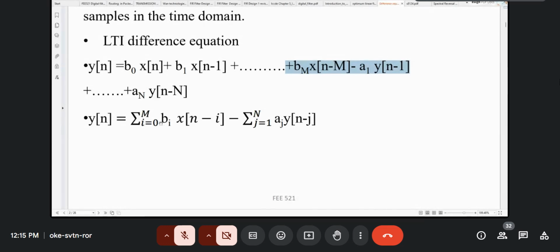That will be the summation of i from 0 to M, b_i x of n minus i, which are the delayed samples, minus the summation of j equal to 1 to N, a_j y of n minus j. So the b_i are the feedforward coefficients and the a_j are the feedback coefficients.